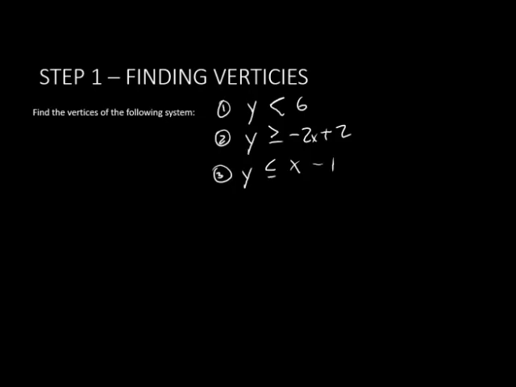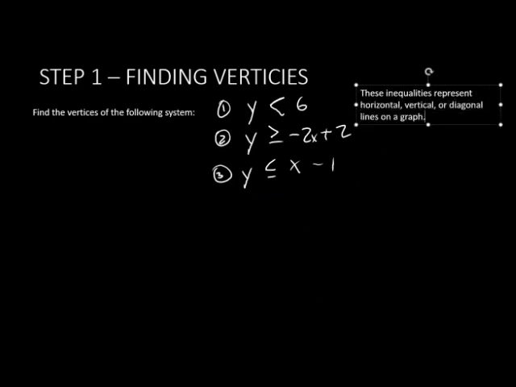Here we have a system of inequalities that has three lines: y less than 6, y greater than or equal to negative 2x plus 2, and y less than or equal to x minus 1. What we must understand first is that all three of these lines represent diagonal, horizontal, or vertical lines on a graph. If you have three lines in your system, we can expect to have three lines on our graph.